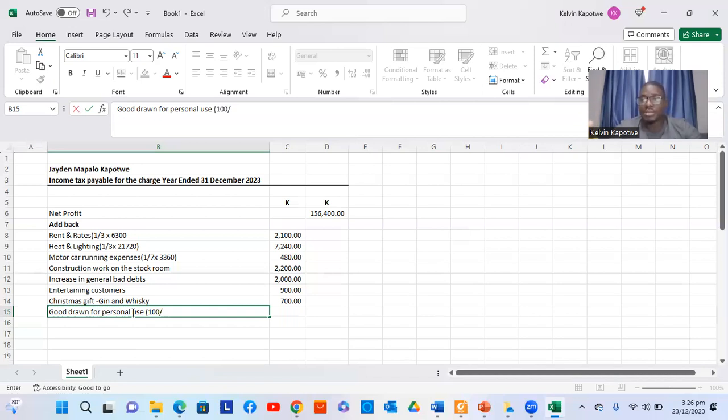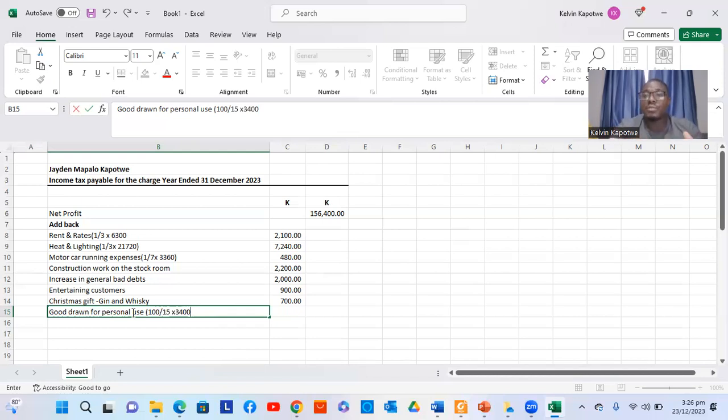We've been given a margin of 15%. So that 15%, we do that, and then we multiply it by 3,400. So 100 divided by 85 gives 1.176, multiplied by 3,400. So I'm getting 4,000 kwacha. So 4,000 kwacha is the market value of these goods.